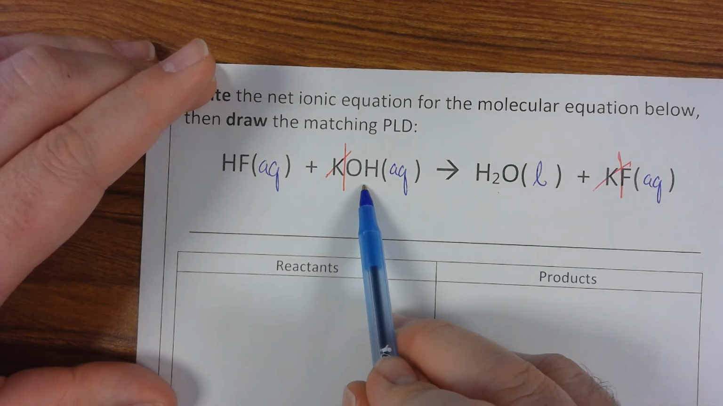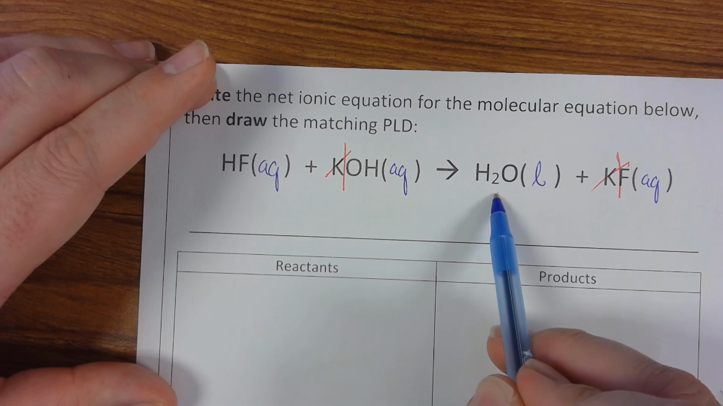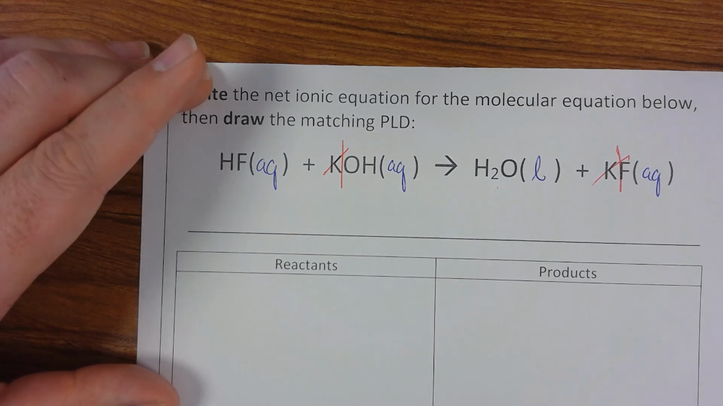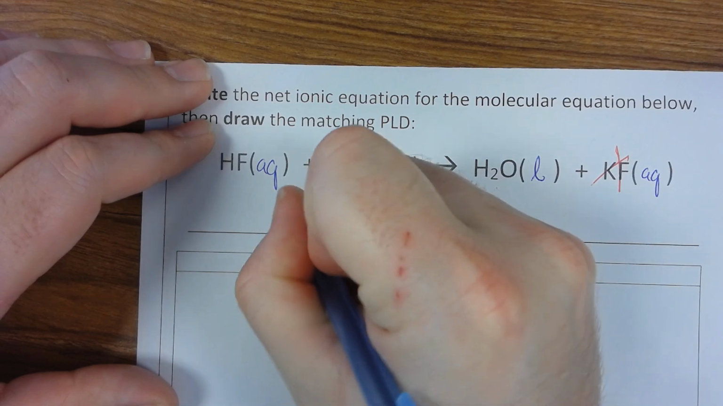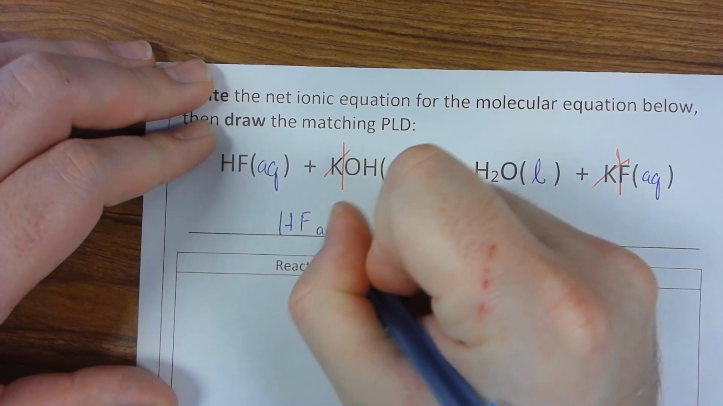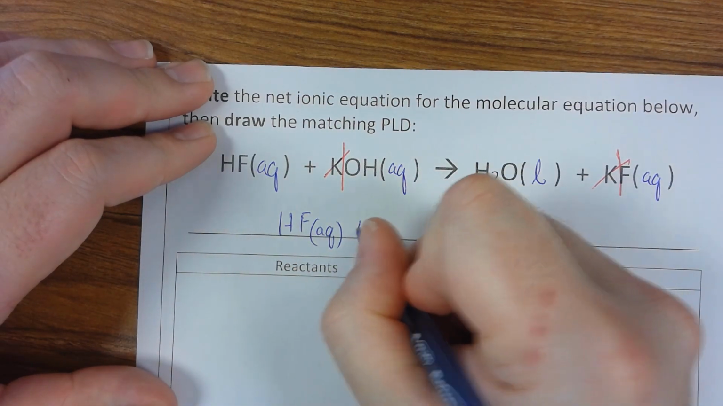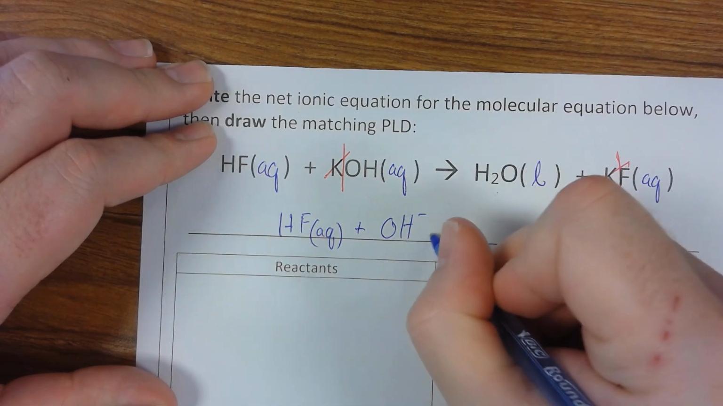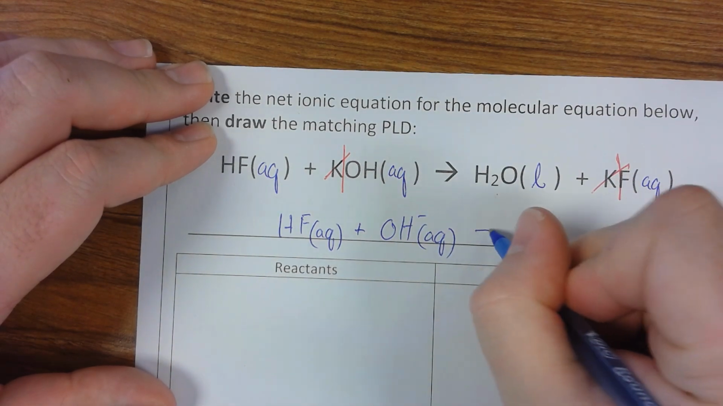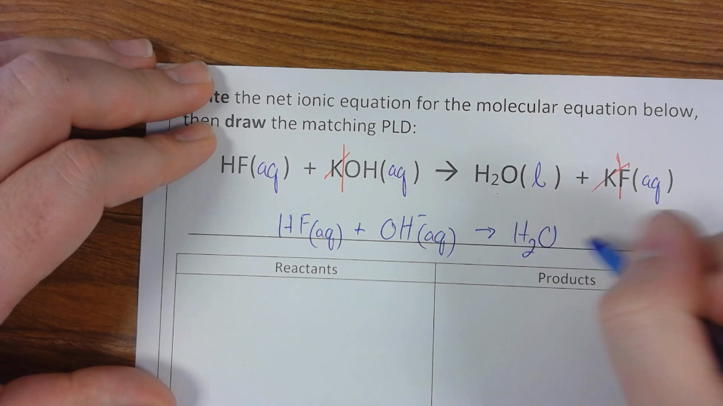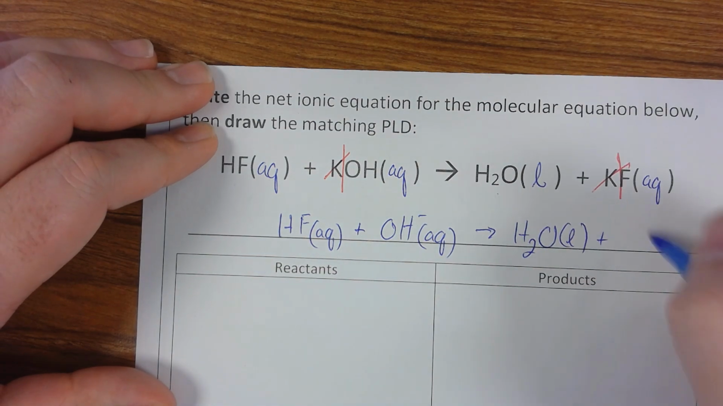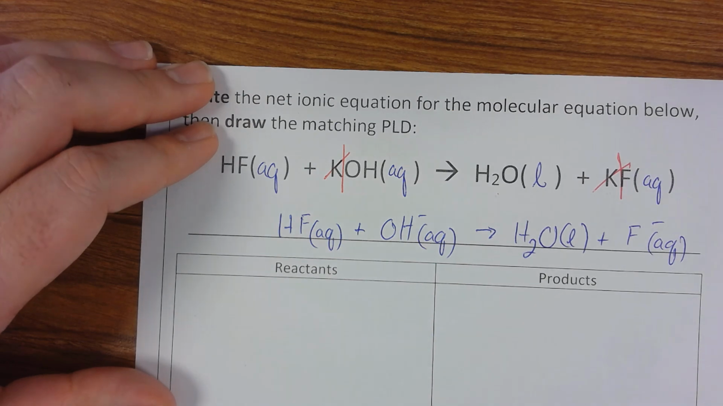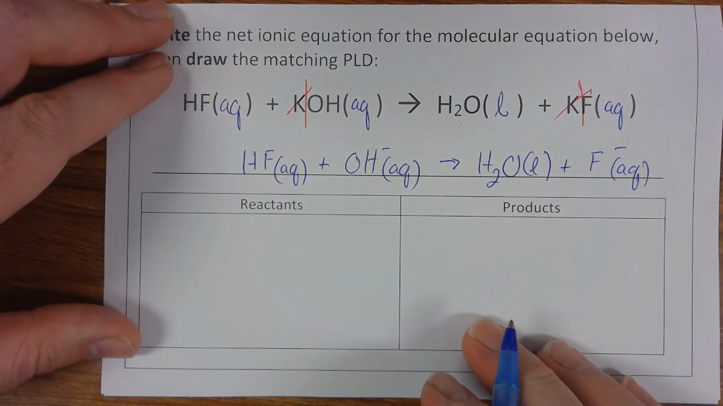Now, you may be wondering, why are you leaving the OH alone? Well, the simple reason is that the OH became part of the water over here. So the OH is participating in this reaction. It's not a spectator. So I'm going to rewrite this as HF aqueous plus, now the K is a spectator, we eliminated it, so it's just OH minus yields H2O, which is a liquid, and F minus, which is aqueous, just like that. And there's your net ionic.